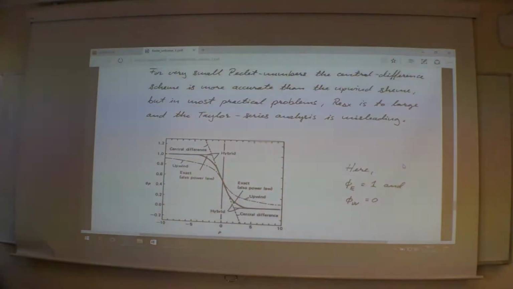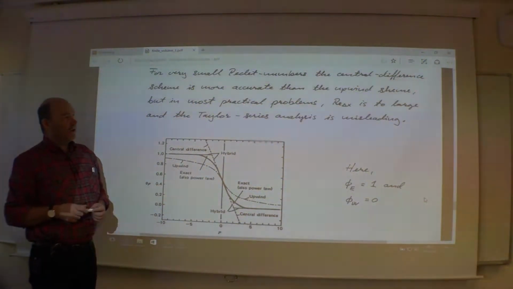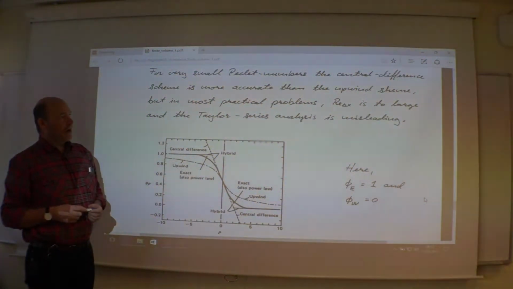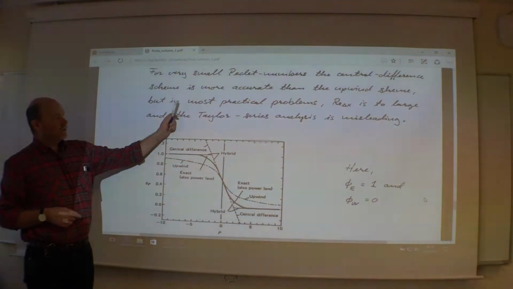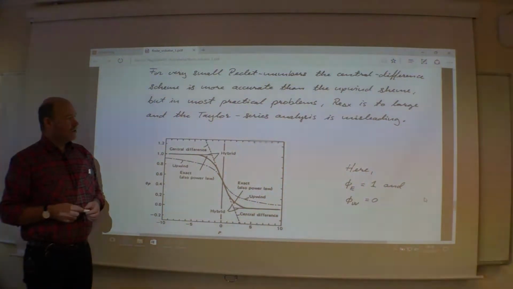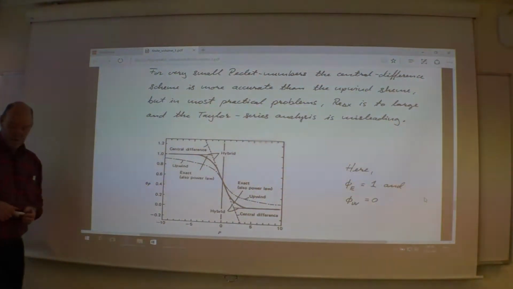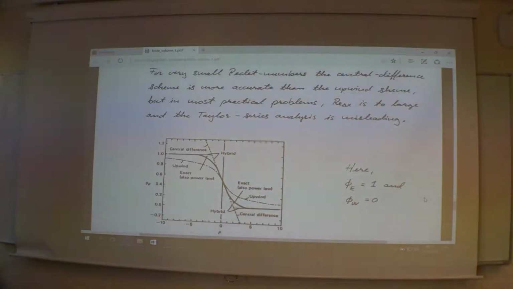And yes, Patankar agrees also that for small Peclet numbers, the central scheme is absolutely more accurate than the upwind scheme. Of course it is. But he claims for practical real-life cases, the cell Reynolds number is going to be too large, and then you can't use the Taylor series at all.